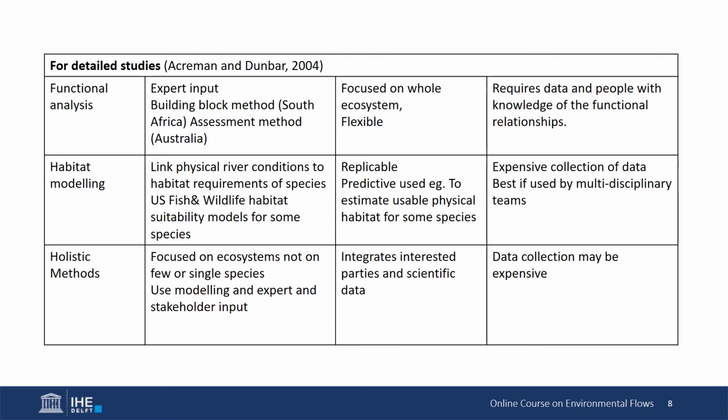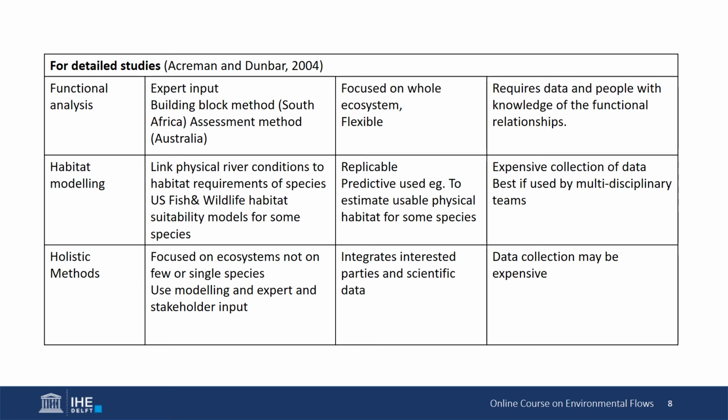So other types of methods, functional analysis methods, rely on the understanding of functional links between the ecology and hydrology of river systems. These methods integrate hydrological analysis, hydraulic information, and biological data. They often rely on teams of experts from various disciplines who make judgments about the consequences that variations in flows, quantity and timing might have on ecosystems or specific species.